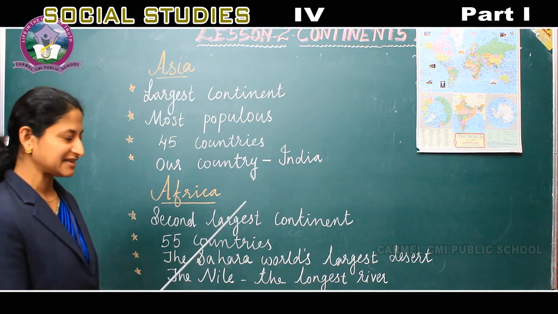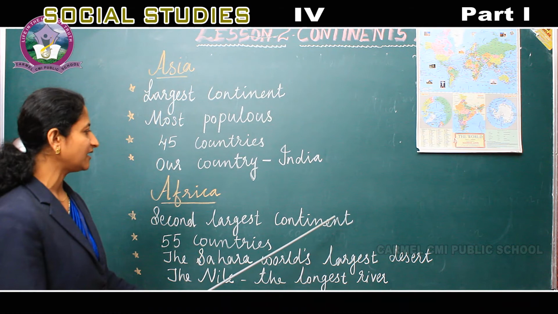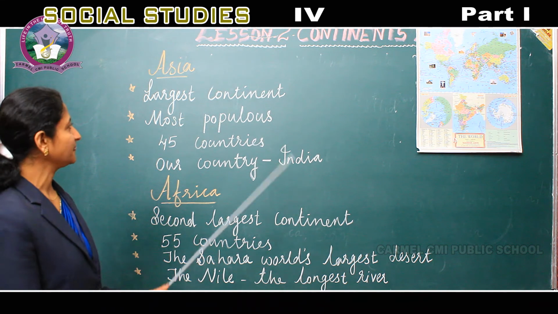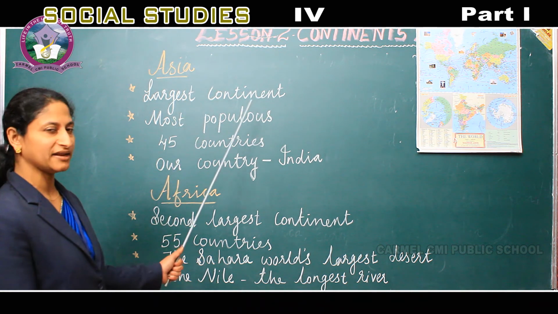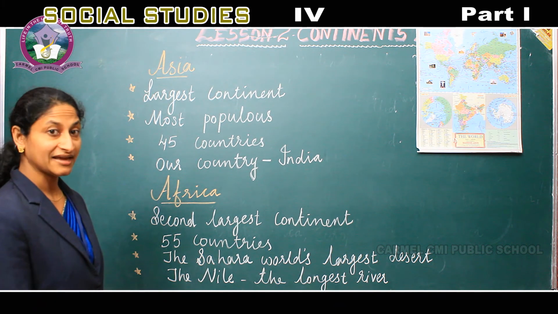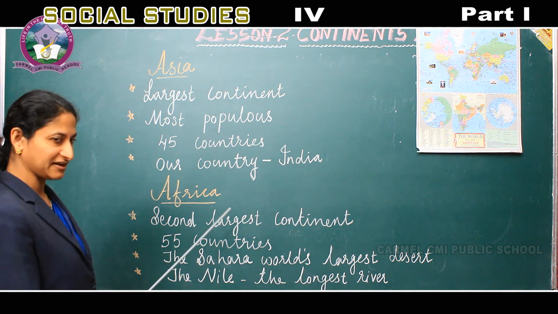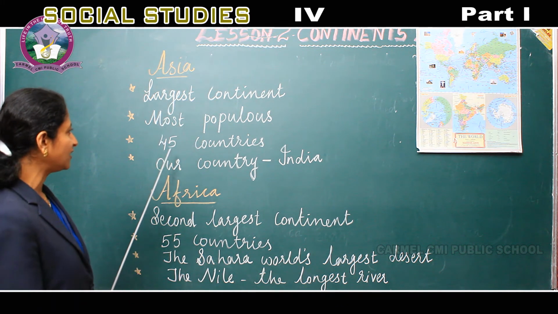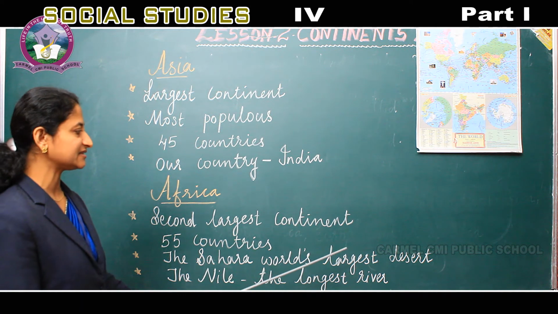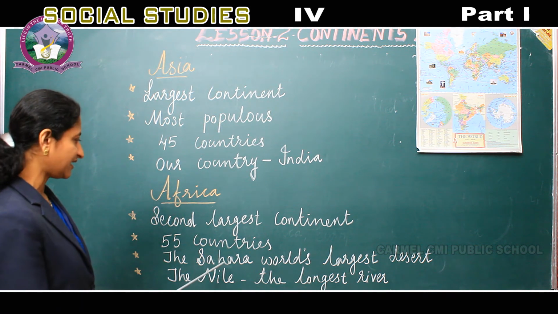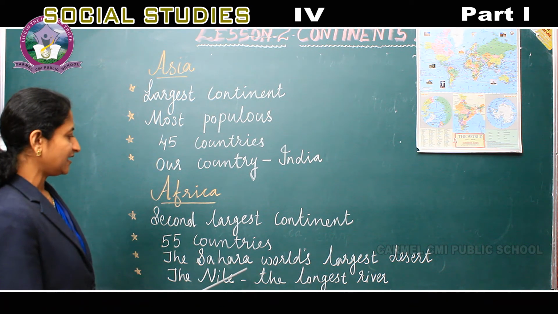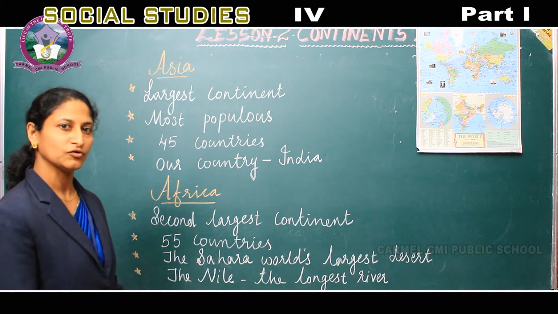Africa. Africa is the second largest continent of the world. Children, name the largest continent of the world. Asia. Asia is the largest continent of the world. Africa is the second largest. There are 55 countries in Africa. How many countries are there in Asia? 45 countries. The Sahara is the world's largest desert. The Nile is the longest river of the world, flowing through Africa.